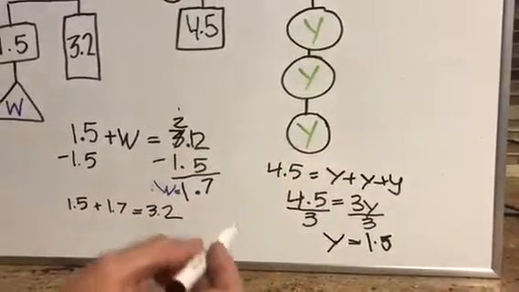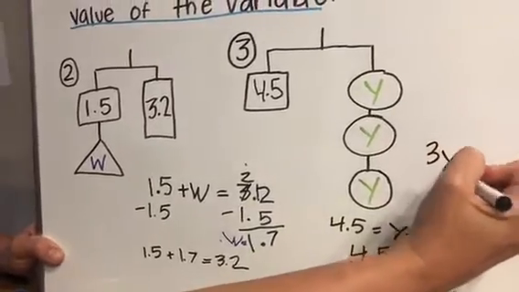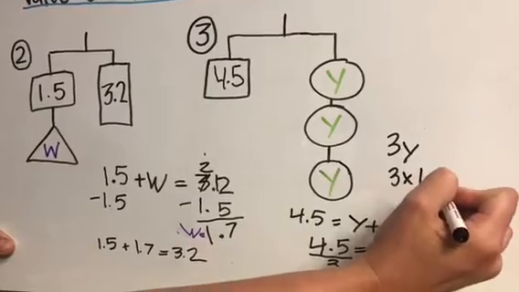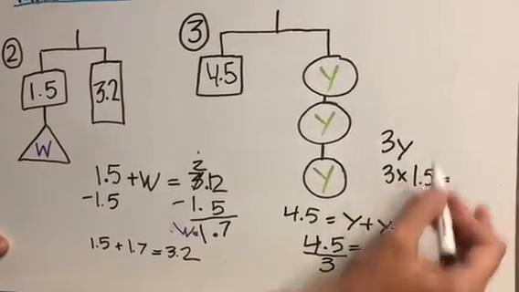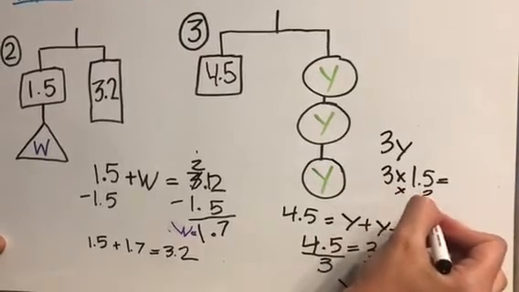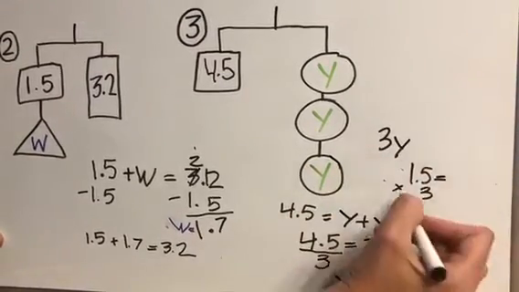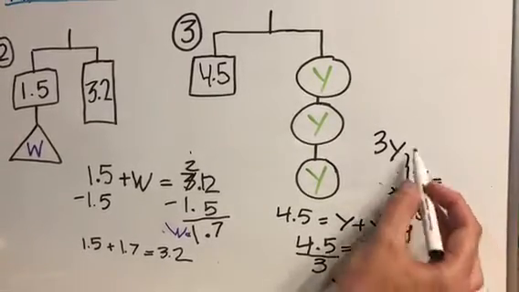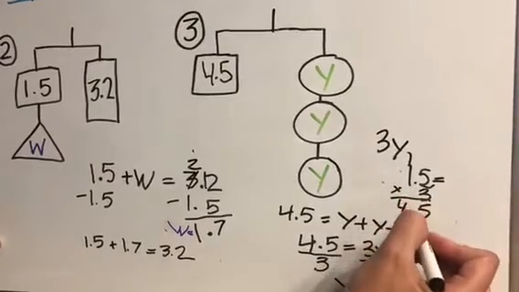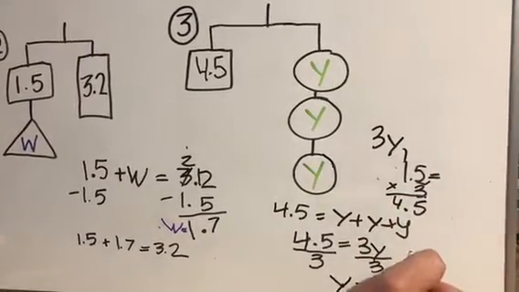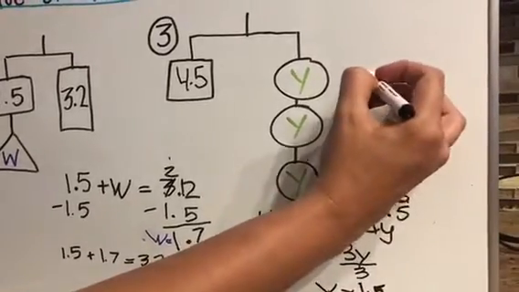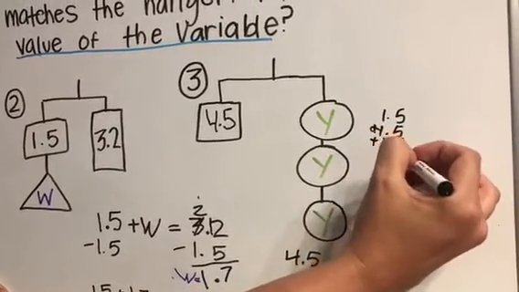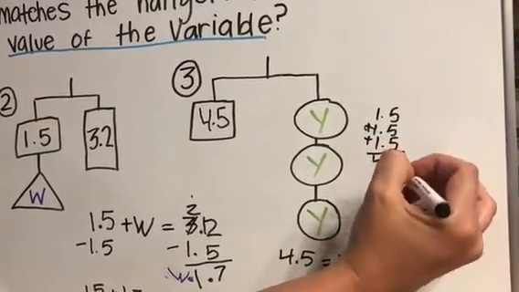Plug it into the equation. If we did 3y, that means we're going to do 3 times 1.5. If we do 1.5 times 3, so I'll actually bring it down here for you guys so we can do it a little bit easier. 3 times 5 is 15. Bring the 1 up. 3 times 1 is 3, plus 1 is 4. We need to bring that decimal over. 4.5, okay? Or we can do 1.5 plus 1.5 plus 1.5. And if we add all those up, we will end up with 4.5.